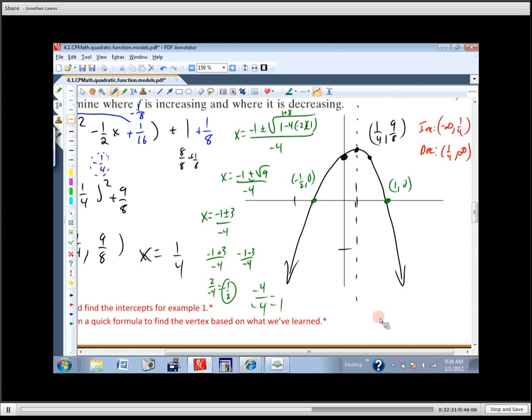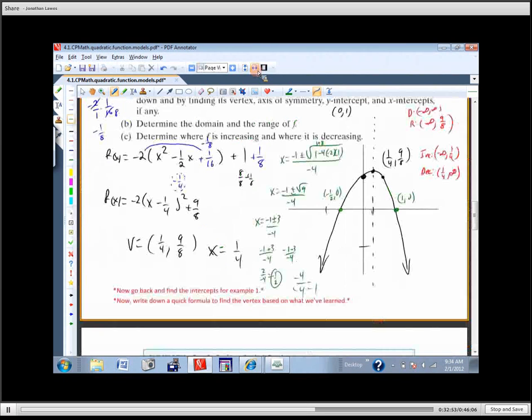This is quite a bit more in depth than what you did in 1010. Sometimes they call this analyzing the quadratic. You're writing down everything about it. What's the vertex? What's the axis of symmetry? All the intercepts, x and y intercepts. Where is it increasing? Where is it decreasing? What's the domain and the range? You're basically describing everything about it. Any questions?